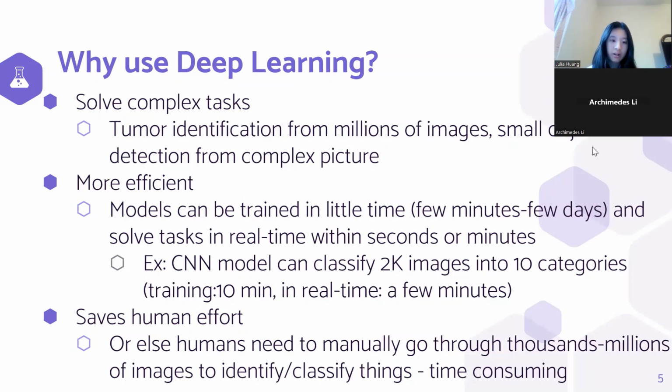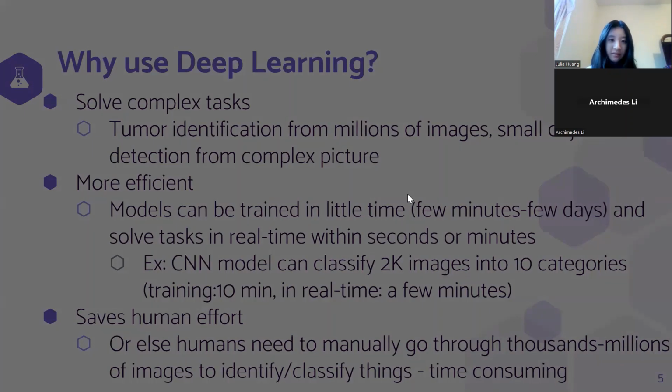Deep learning also saves human effort, because otherwise humans have to manually go through thousands of images to identify or classify things, which is very time-consuming.